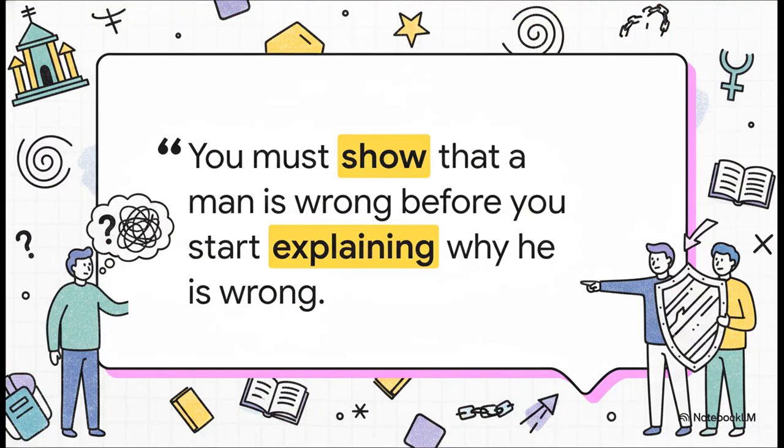And C.S. Lewis himself just nails it with this quote. He says, "You must show that a man is wrong before you start explaining why he is wrong." I mean, that's it right there. That's the basic rule of any honest conversation, and it's the very rule that Bulverism just throws right out the window. You have to do the work first.